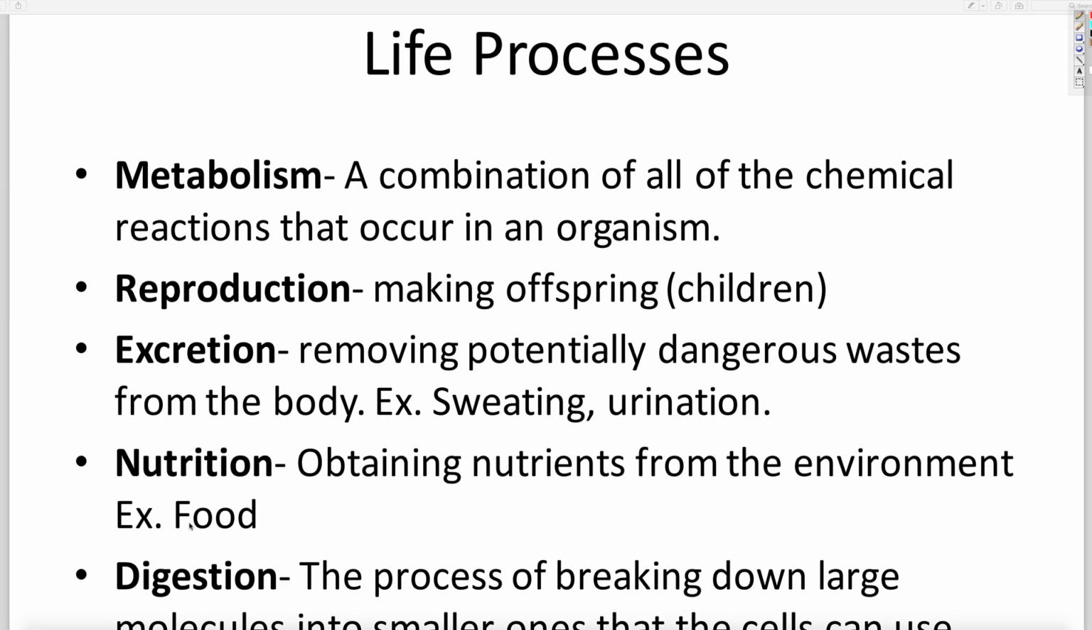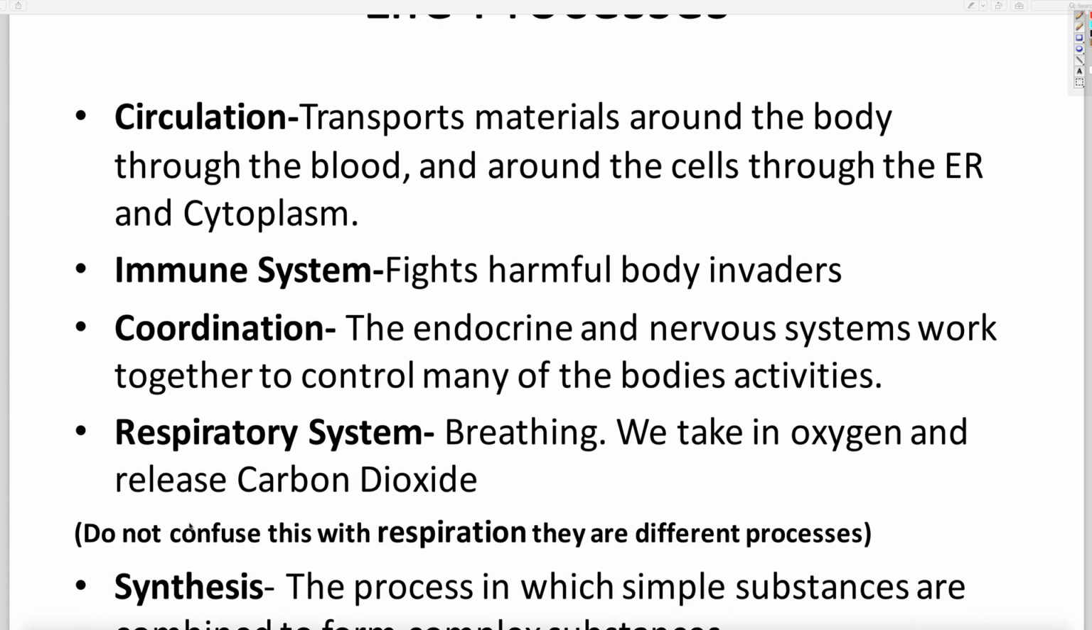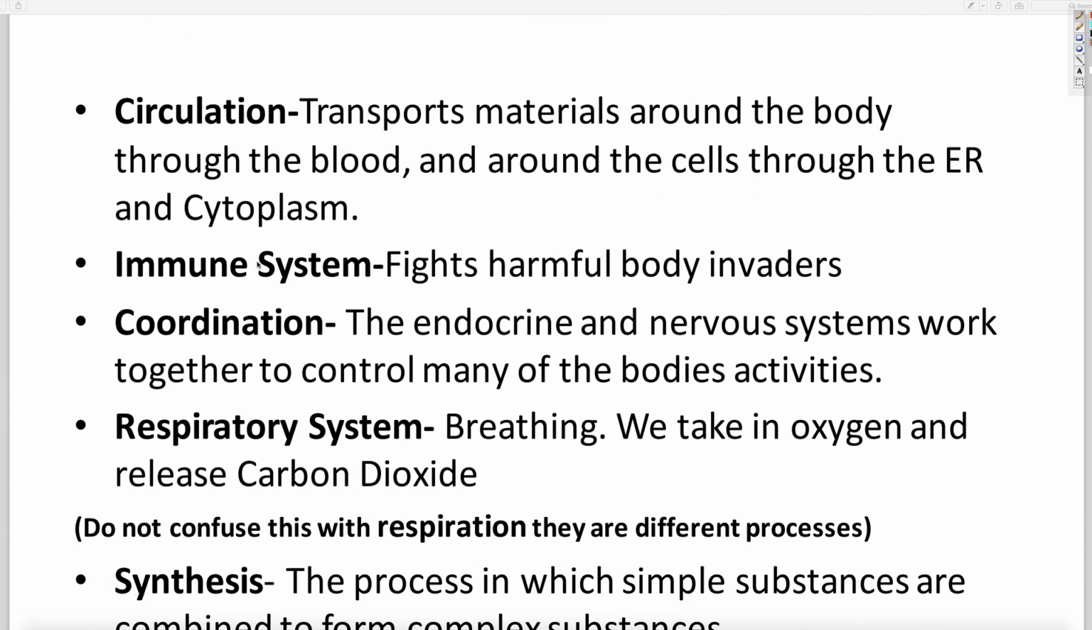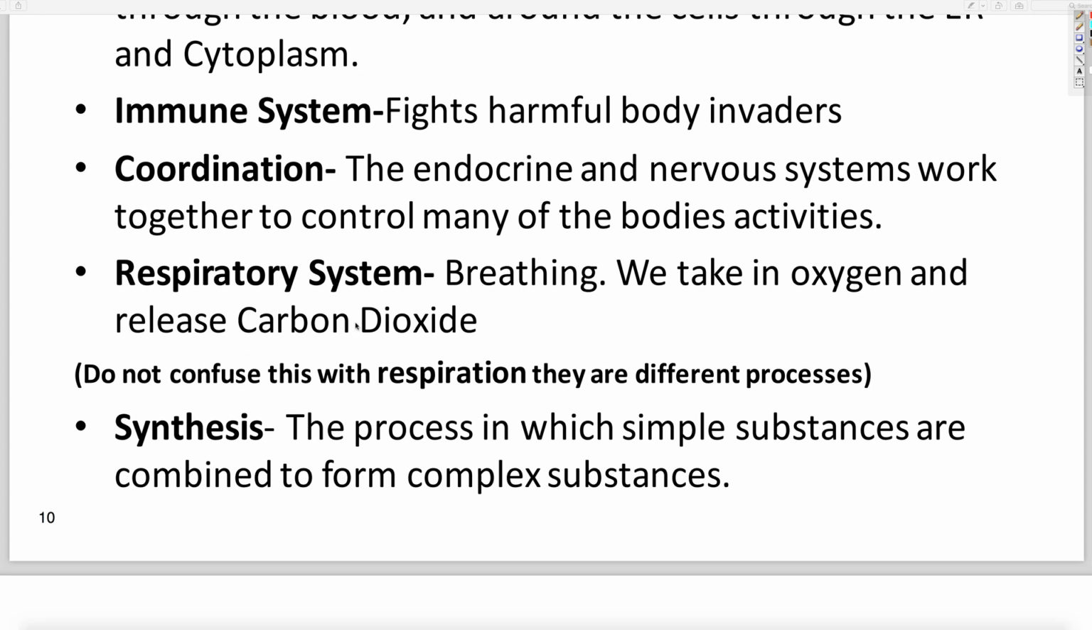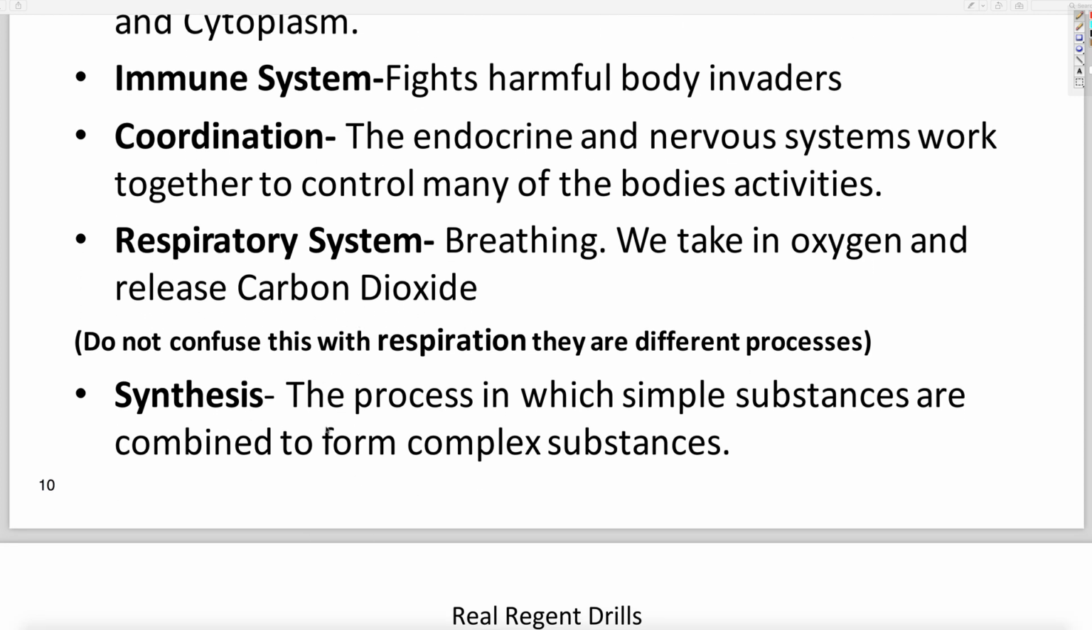The life processes are the different things that we need to do. Metabolism, some students don't know what that is, but if I said I have a high metabolism, what that means, I break down food quick. Reproduction, excretion, going to the bathroom, sweating, urinating, getting rid of waste. Nutrition is eating, digestion, fine, those should be very easy. And then circulation, immune system we'll talk about, respiratory system is breathing, and synthesis is building things.